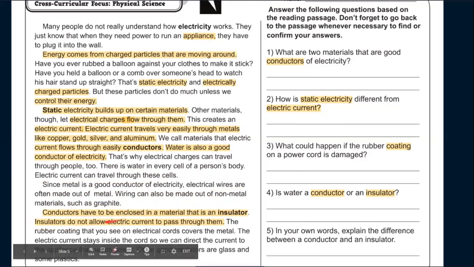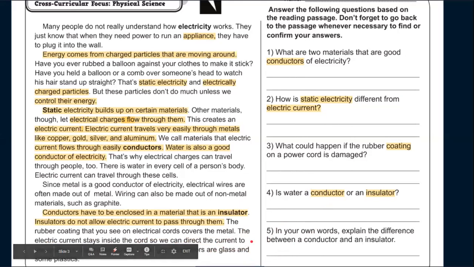Conductors have to be enclosed in a material that is an insulator. Insulators do not allow electric current to pass through them. The rubber coating that you see on electrical cords covers the metal. The electric current stays inside the cord so we can direct the current to... and I see that bar down there is covering the bottom, so let me go to my copy. I'm going to start again at this sentence up here, okay?